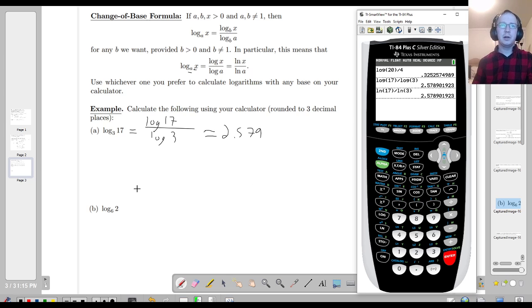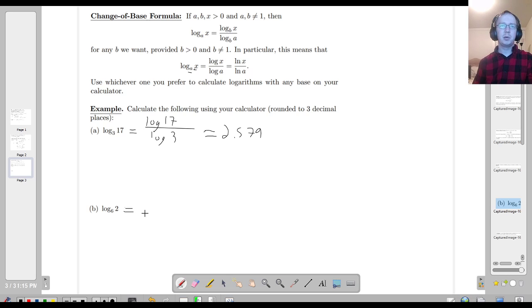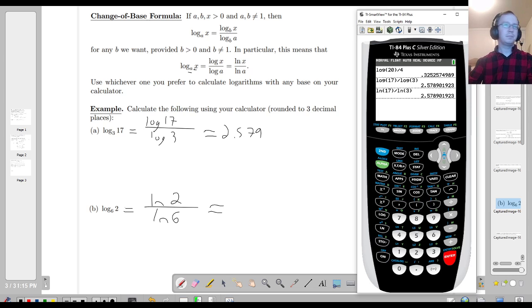I want you to go ahead and try out part B here. Think about which thing goes on top and which thing goes on the bottom, and try it out. In this case, just to mix things up, why not use ln? The 2 is higher up on the page, so it goes on top. The 6 is lower on the page, so it goes on the bottom. So I've got ln 2 over ln 6, and I could have done log 2 over log 6, but I'm getting 0.387.